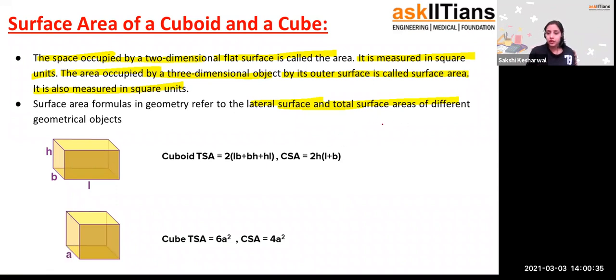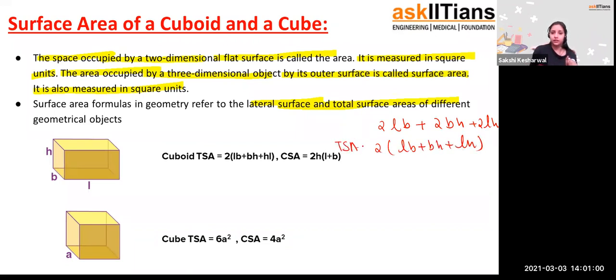We get two times LB, right? Then we get two times BH, the sides. LB is the top and bottom, right? BH is the side, and LH is the front and the back, right? So this is two times LH. Can you take the two common? So this is two times (LB plus BH plus LH), which is known as the total surface area. In short, we write TSA, just for convenience, since TSA is very short.